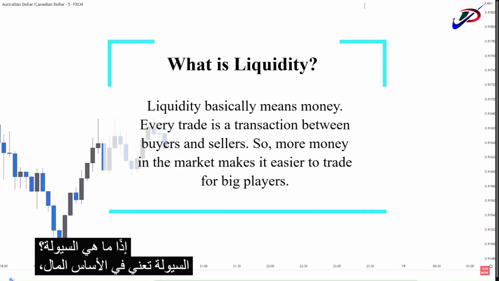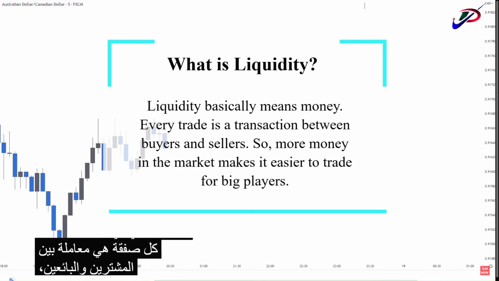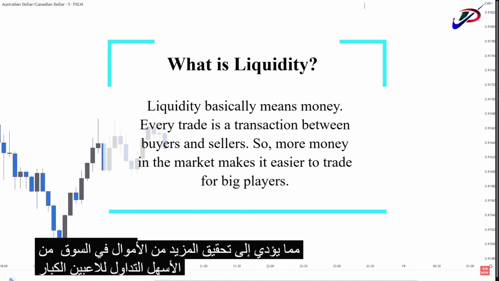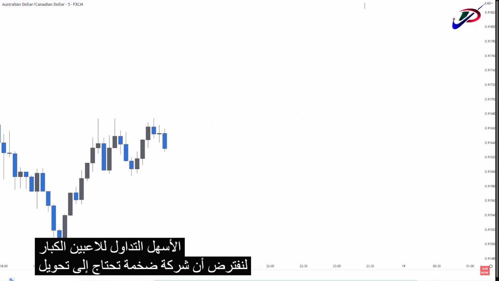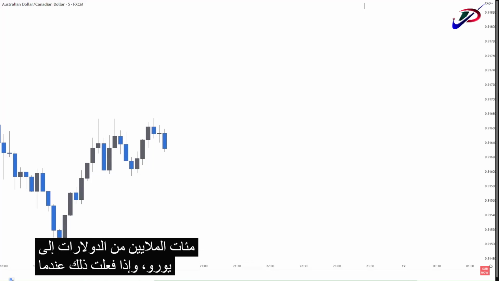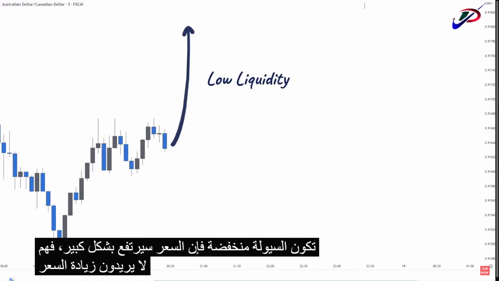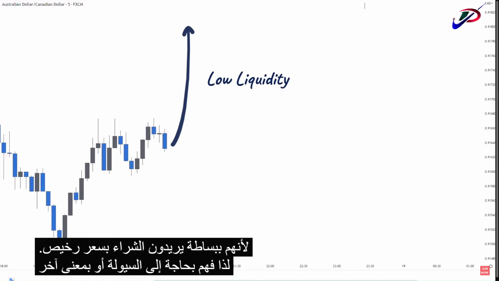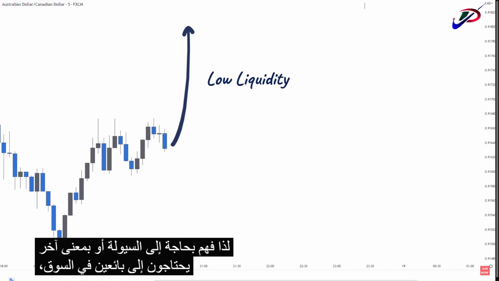Liquidity basically means money. Every trade is a transaction between the buyers and sellers. So more money in the market makes it easier to trade for big players. Suppose a huge company needs to exchange hundreds of millions of dollars into euros, and if they do this when liquidity is low, the price will skyrocket. They don't want to increase the price because they simply want to buy cheap. So, they need liquidity, or in other words, they need sellers in the market.